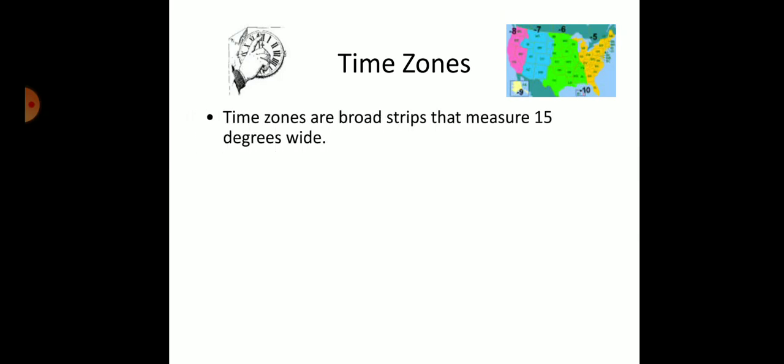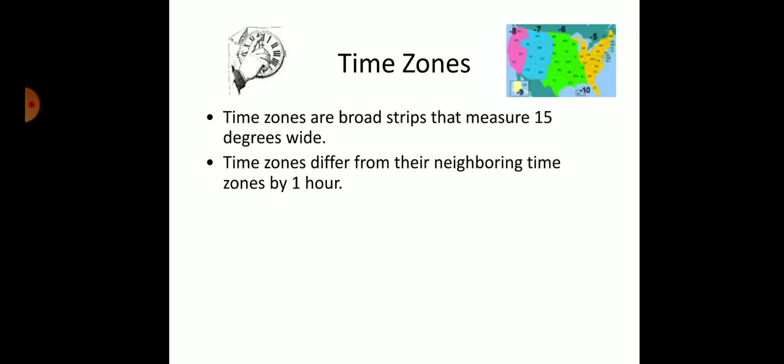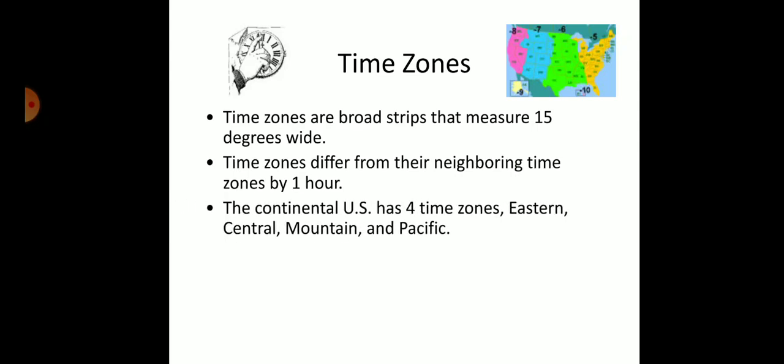Time zones. Time zones are broad strips that measure 15 degrees wide. Time zones differ from their neighboring time zones by 1 hour. The continental US has 4 time zones. So don't forget, the continental United States has 4 different time zones. These are the Eastern, Central, Mountain, and Pacific.